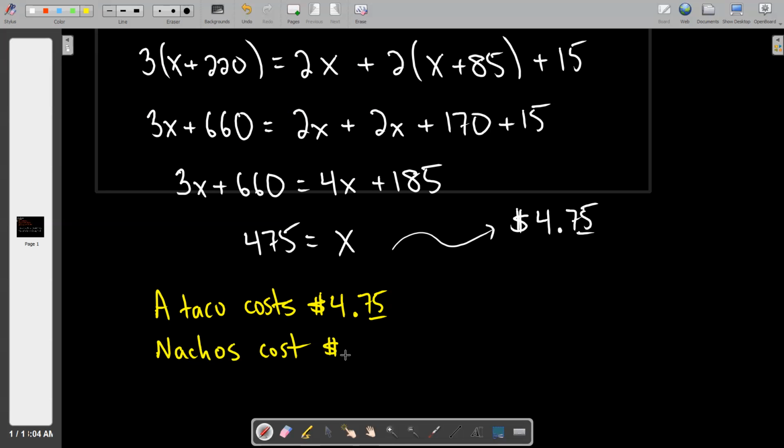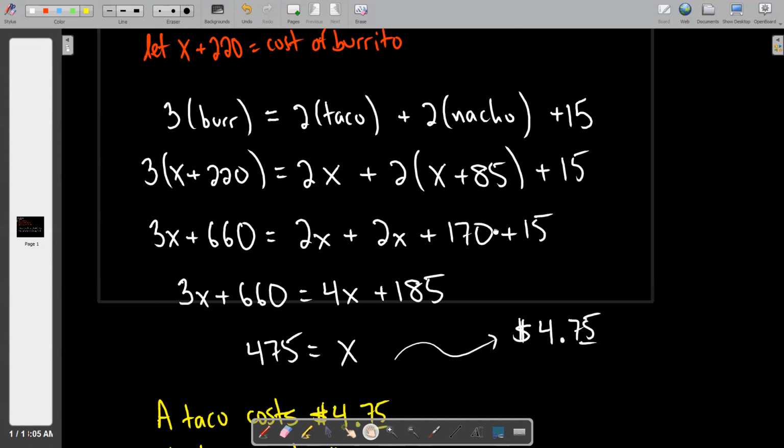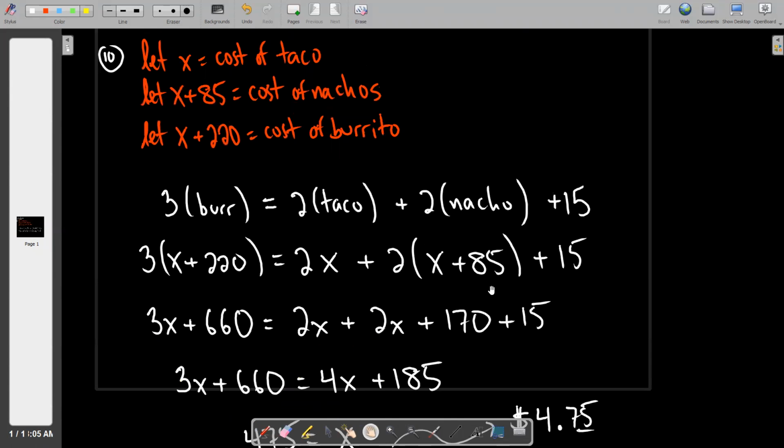Okay, so it's $5.60, because you just have to understand why we declare variables. If I scroll back up and look, I know because I wrote it down and you wrote it down too. You and I both know from right here that nachos cost 85 cents more than a taco. So if you know that a taco is $4.75, you can just add 85 cents to that, and then you 100% will have the cost of the nachos.